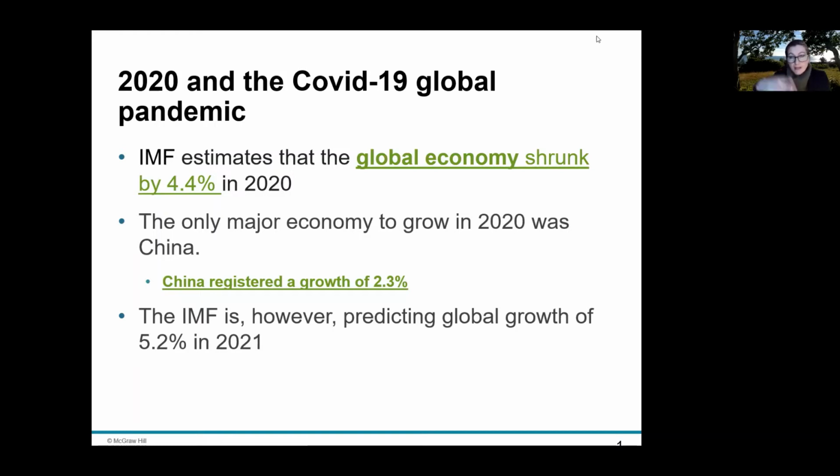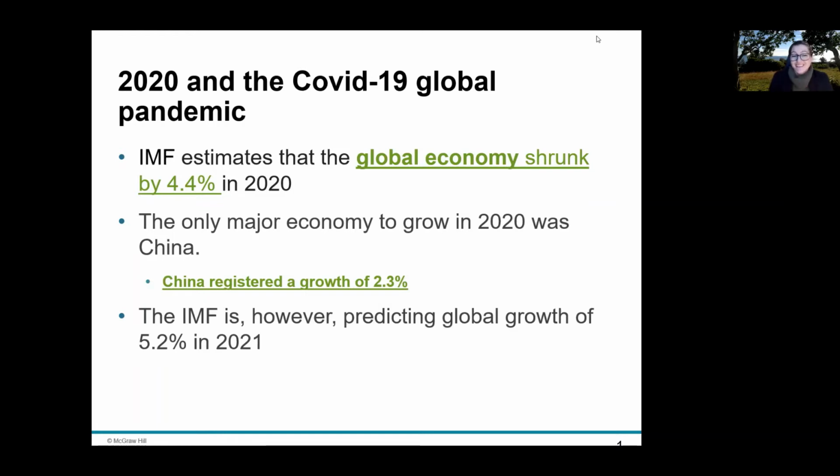All right, let's bring all of this down into the context of the global pandemic. The IMF estimates that the global economy shrank by 4.4% in 2020. With the exception of China, basically the global economy shrank. China, unlike the rest of the world, registered growth of 2.3%. Okay, good news for China, bad news for the rest of the world.